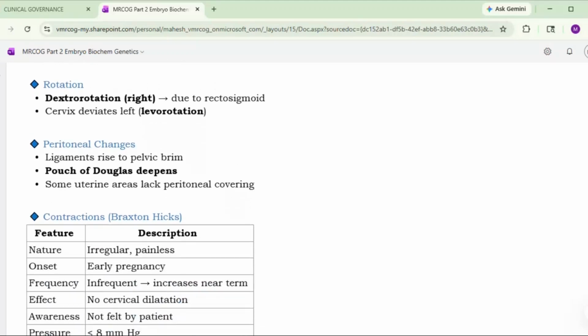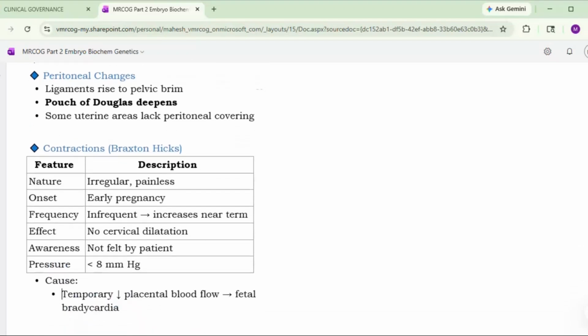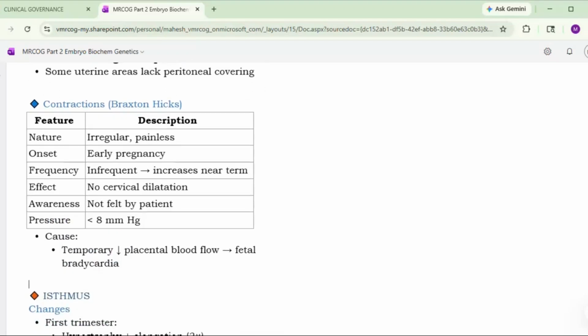Then there are certain peritoneal changes. The ligaments of the uterus will rise above the level of the pelvic brim. The pouch of Douglas will become more deep, and some uterine areas will be lacking the peritoneal covering. Then coming to the contractions of the uterus, what we call physiological contractions are the Braxton-Hicks contractions.